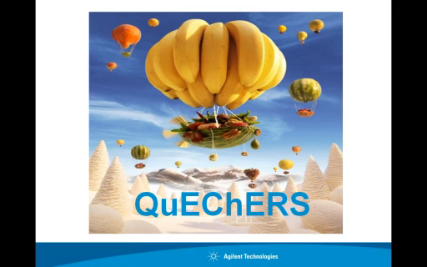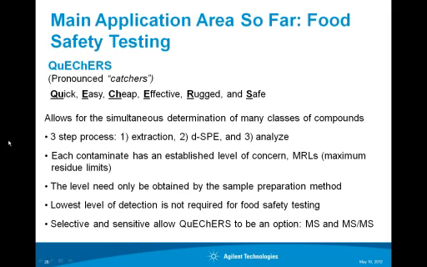Our third type of just-enough technique is called QuEChERS. QuEChERS stands for quick, easy, cheap, effective, rugged, and safe. It allows for the simultaneous determination of many classes of compounds at once. It was developed for pesticide analysis from food. It is a 3-step process, namely extraction, dispersive SPE, and analysis.